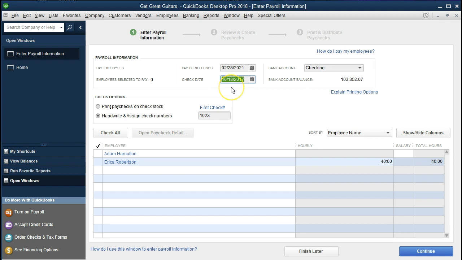The paycheck date should be the date that we write the checks, but obviously we're working a problem in a different date than the current date, and therefore I'm going to put the date as the same date, 02/28/21. So we're going to say the pay period ended, and we're writing the check at the same date. That doesn't necessarily have to be the case. We're going to take it out of our checking account.